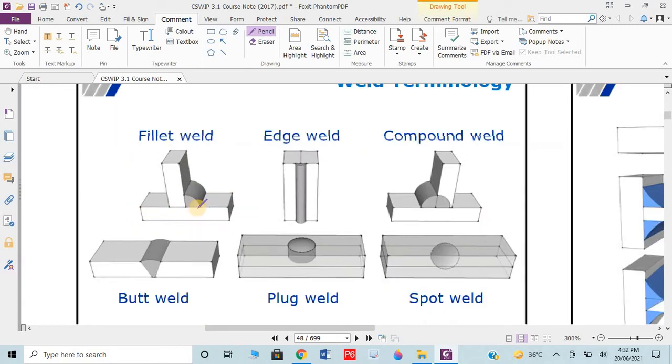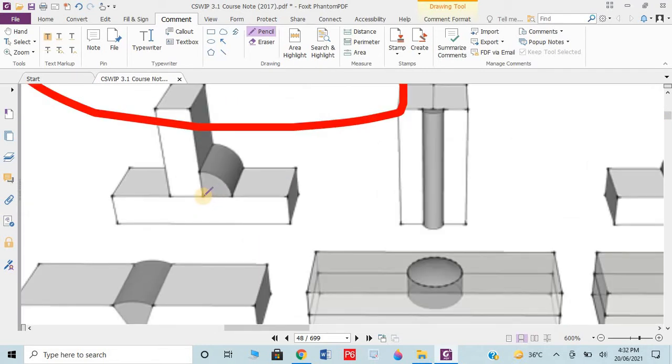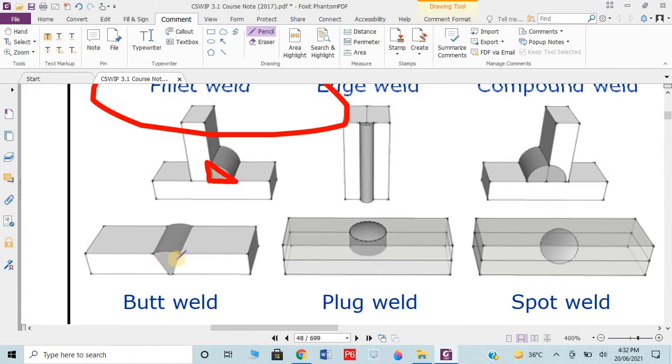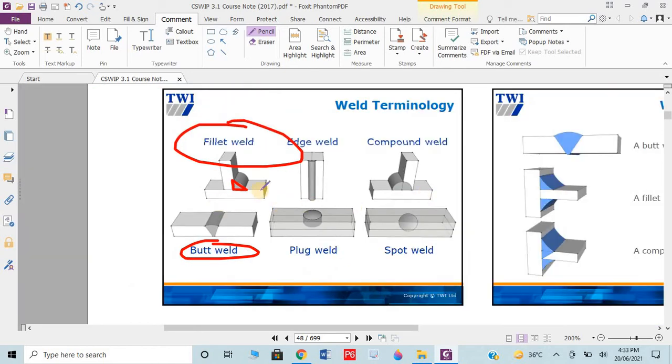Okay. Now we have weld terminologies. How many kinds of welding do we have? Normally we have fillet weld. If we have welding at the corner of any two parts, normally in triangular shape, it is known as fillet. The welding between two parts is normally known as butt weld. Fillet weld, where we normally have triangular shape welding, is known as fillet weld. I will show you further.